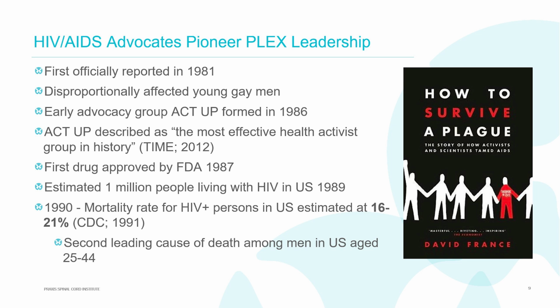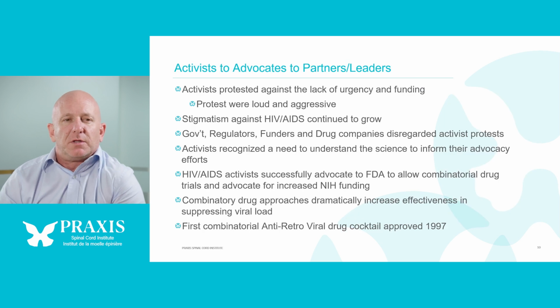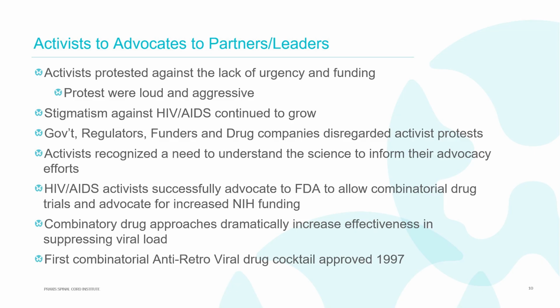It was at that time the second leading cause of death among men in the United States aged 25 to 44. So you can understand why there was such a high degree of urgency given the high mortality rate, and it was just getting worse. These advocacy organizations realized that something needed to be done. And so protests were held against this lack of urgency in curative interventions and treatments for HIV and the limited funding that was being directed towards this pandemic.